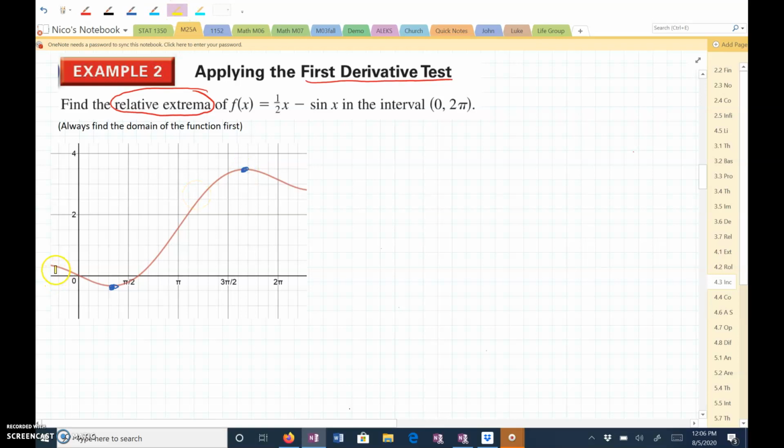Here you can see that the function is decreasing, and then at c it switches, and then it's increasing, and then at another c value it's decreasing again. So at these points here, these are the relative extrema. We're going to use the first derivative test to find those points. So always find the domain of the function first. The domain of 1/2 x is all reals. The domain of sine of x is all reals. So the domain of this function would have to be all reals.